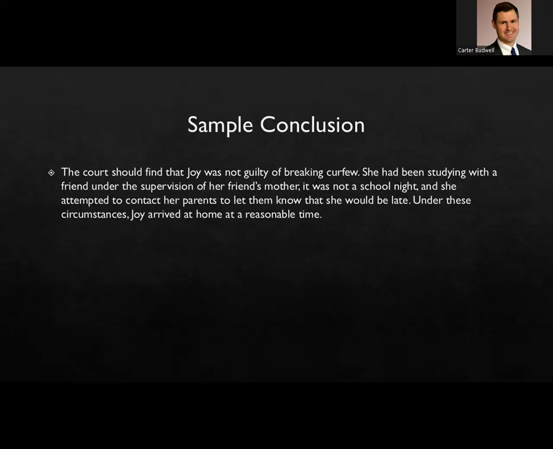So here's a good example of this. The court should find that Joy was not guilty of breaking curfew. She had been studying with a friend under the supervision of her friend's mother. It was not a school night, and she attempted to contact her parents. Under these circumstances, she arrived home at a reasonable time. So you see, we have language from the rule, and we have a brief reiteration of the facts without talking about the analogous case, and we began it with a clear but not certain prediction of how the court is going to rule. So hopefully all of this helps you in preparing a successful IRAAC.